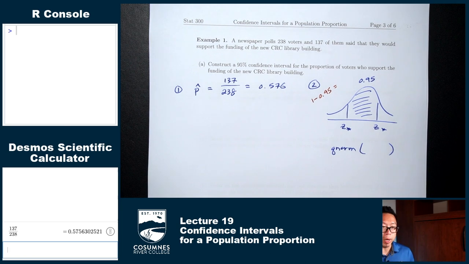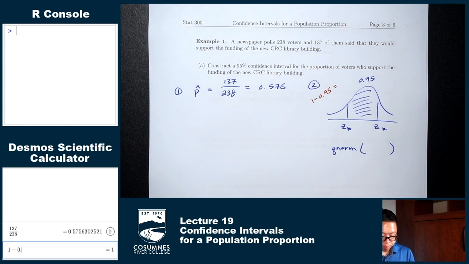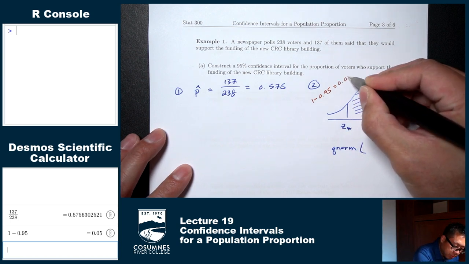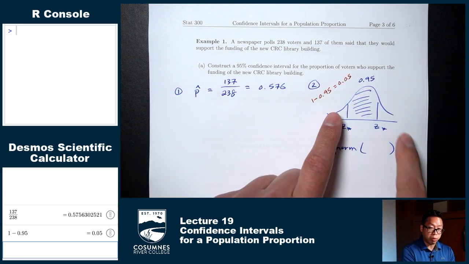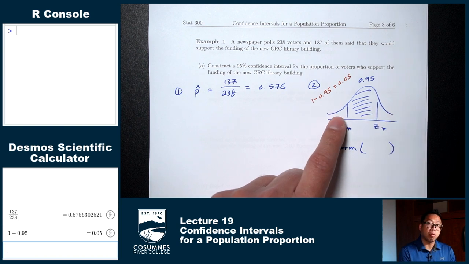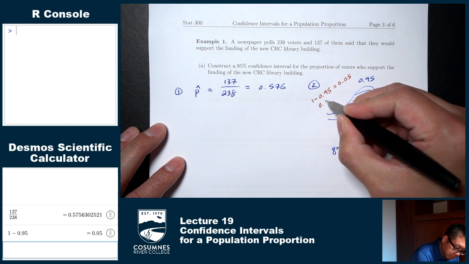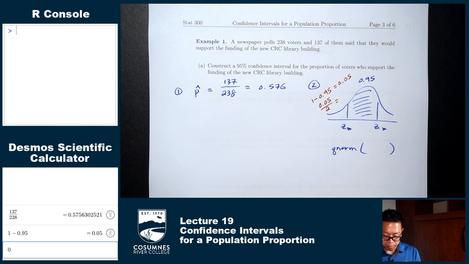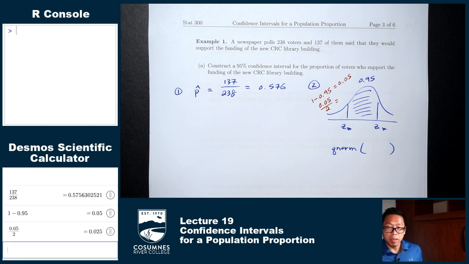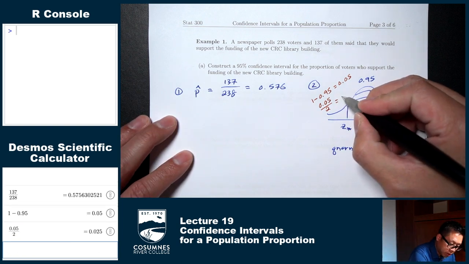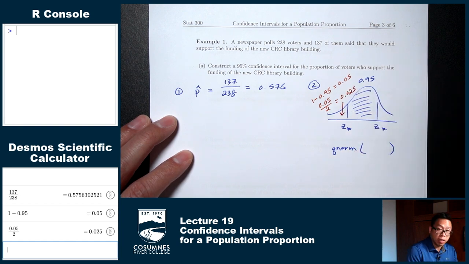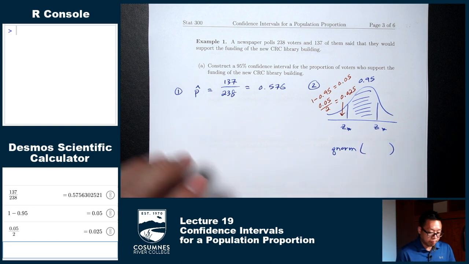So start off by doing 1 minus 0.95. That's 0.05. Okay, that's the unshaded part, which is the left and right together. Because I only want the left one, divided by 2. 0.05 divided by 2 is 0.025. That's the unshaded part on the left side, which is what I'm going to plug into QNorm.